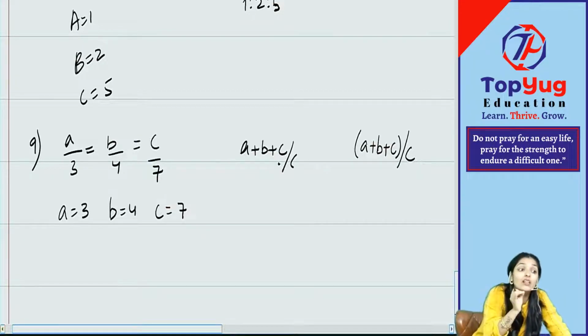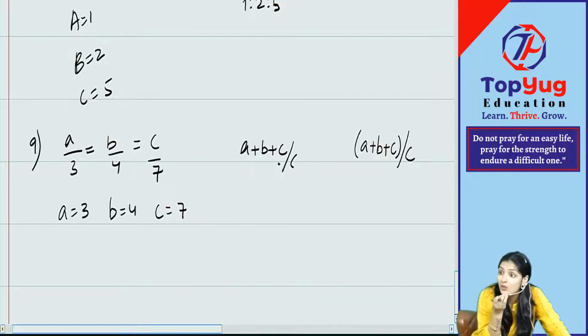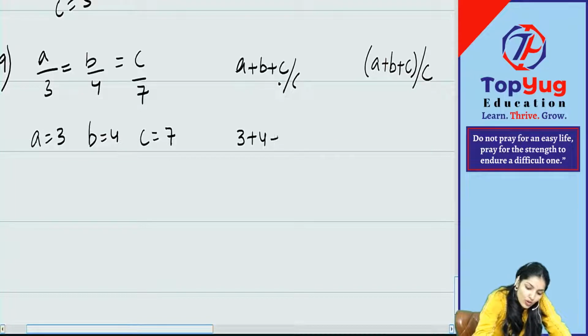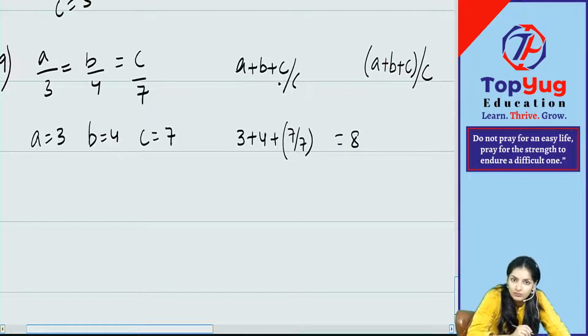But in the language of mathematics, if a bracket is not given, it means it is simply only for C. So what is A? 3 plus 4 plus 7 by 7. So the answer is 8.